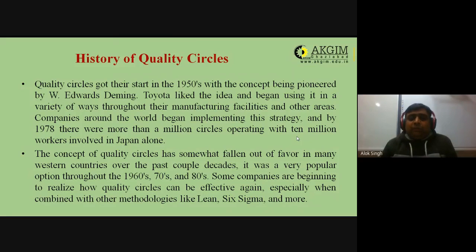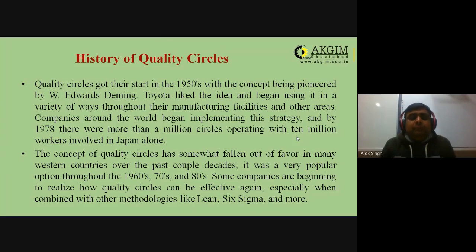Some companies are beginning to realize how quality circles can be effective again, especially when combined with other methodologies like Lean, Six Sigma, and more. Some companies may adopt quality circles together with Lean implementation or Six Sigma implementation.